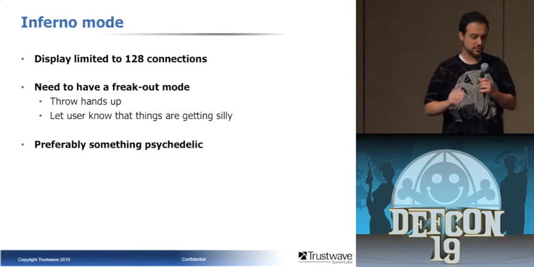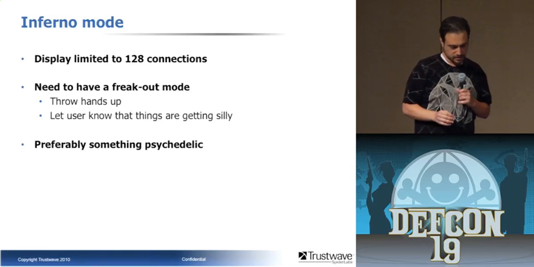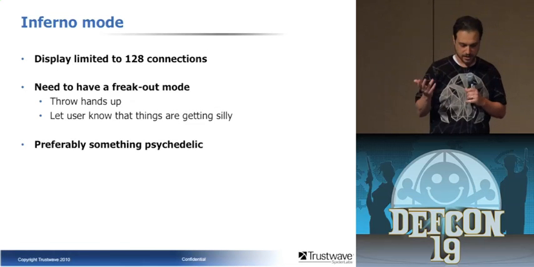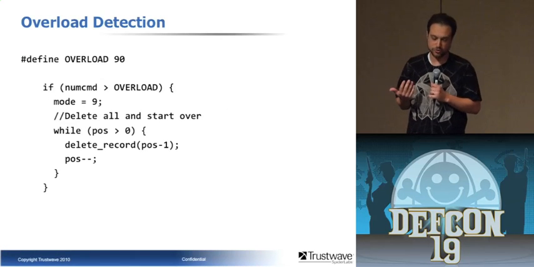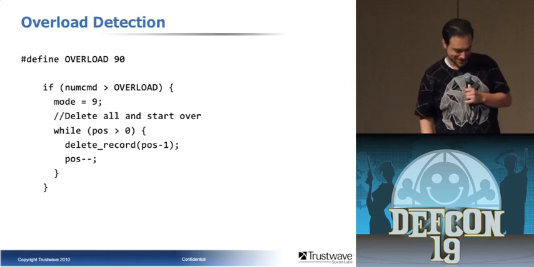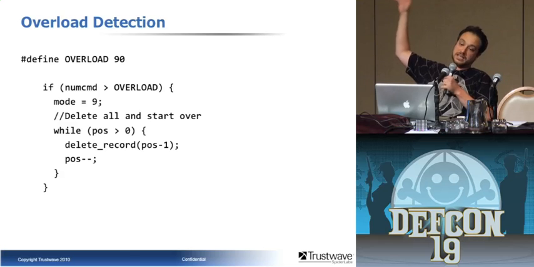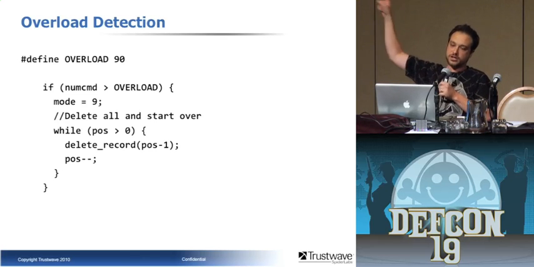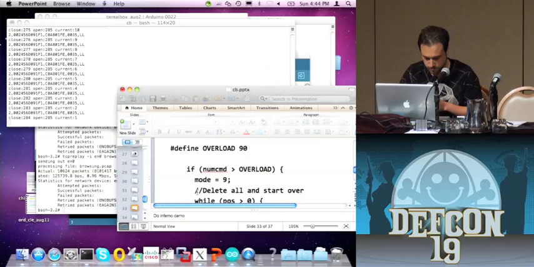I want that concept. So I made something called Inferno mode. Inferno mode is this meter that basically keeps track of how many connections are coming in, and I was thinking preferably something kind of psychedelic, so that at least if you're getting totally owned, you could be like, whoa, cool, look, my blinky lights are all messed up. So overload detection, right? Define overload 90. You can define this whatever you want. That's a very conservative number. If the number of commands is over the overload, mode 9 is the bad one, right? So I'm down to 5 here. I think this is actually going to work out just about right.